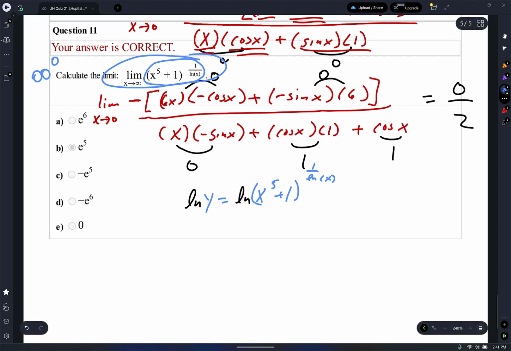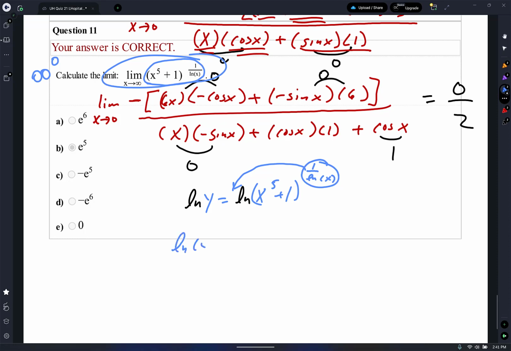When I do that, this 1 over ln x, let me erase this 1 in case you think that's part of that, goes down here. That's just the power rule for natural logs. I'm not doing any calculus, I'm just doing algebra right now. So I have this: ln of y equals 1 over ln x, ln of x to the 5th plus 1.